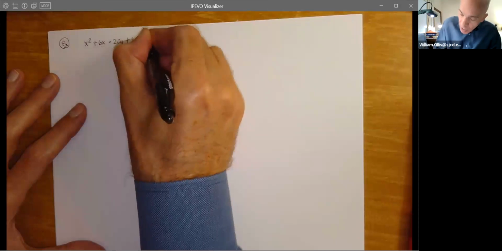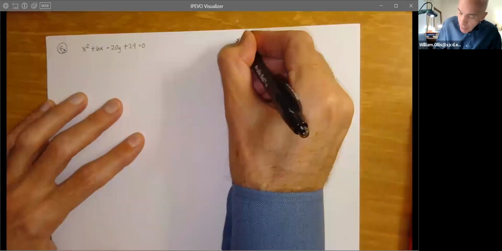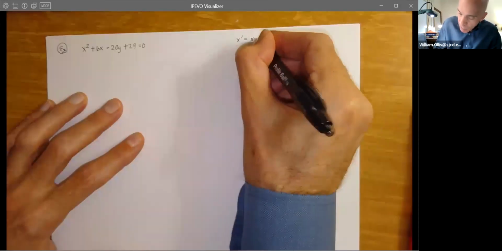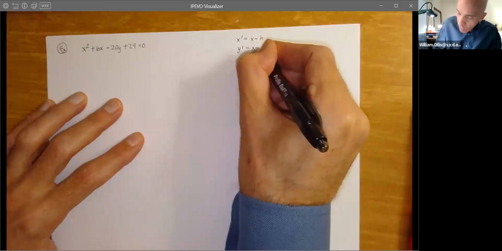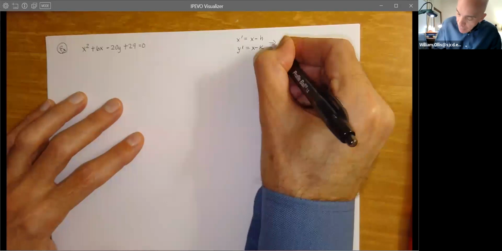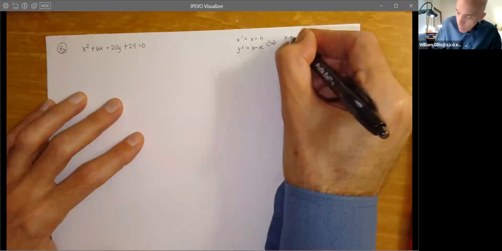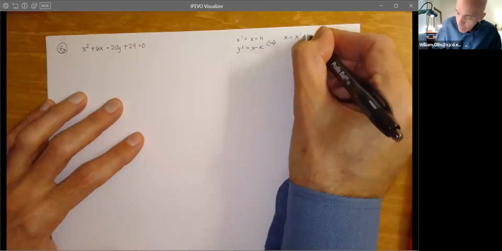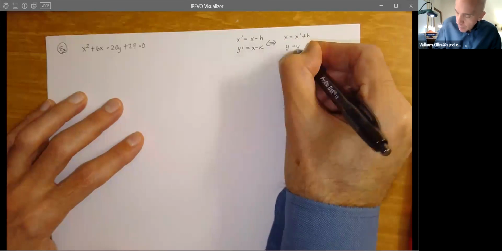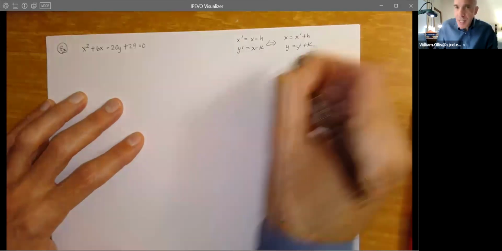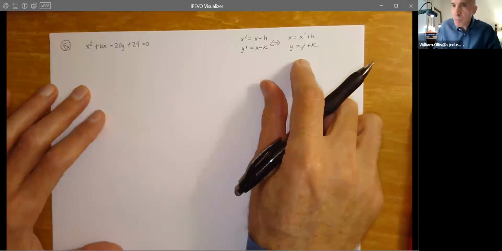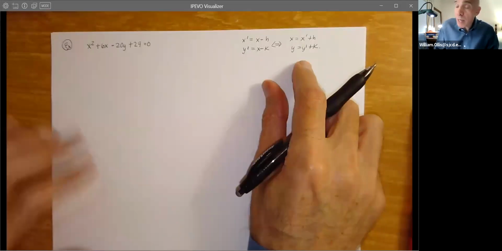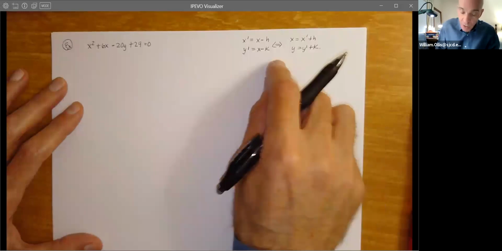And we remind ourselves, x prime equals x minus h, y prime equals y minus k. Equivalently, x equals x prime plus h, y equals y prime plus k. These are the translation equations, and we must respect them. It's just like the arithmetic of the unit circle. You don't guess, you follow the translations.